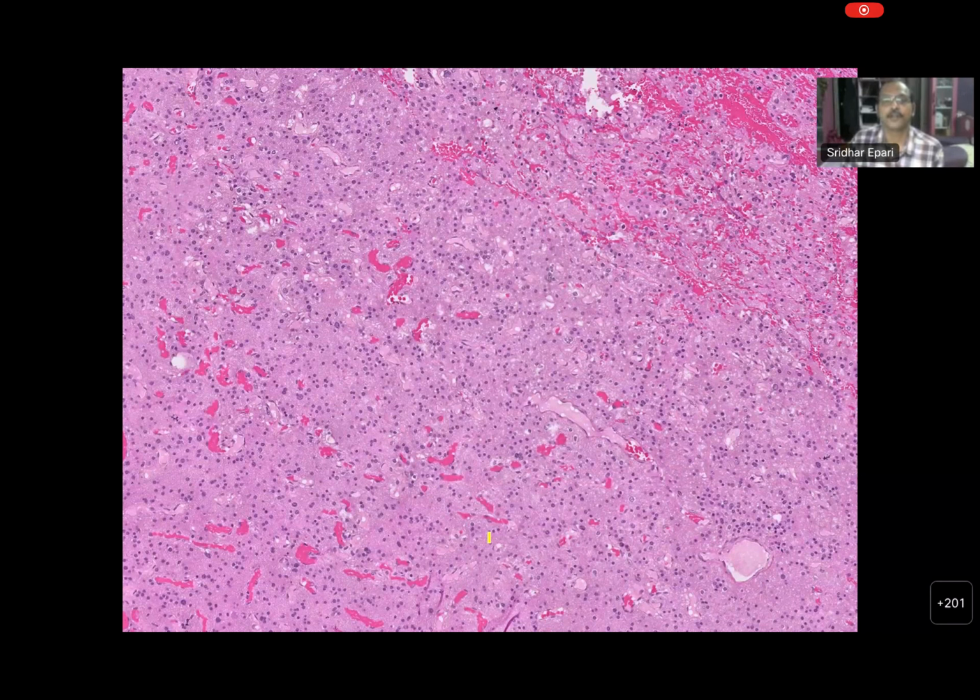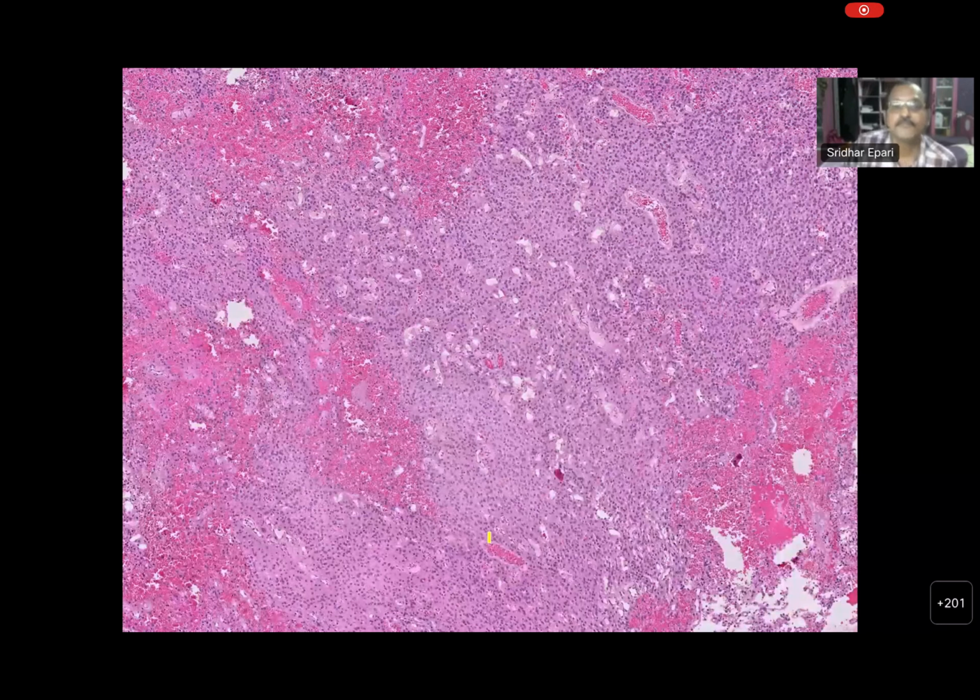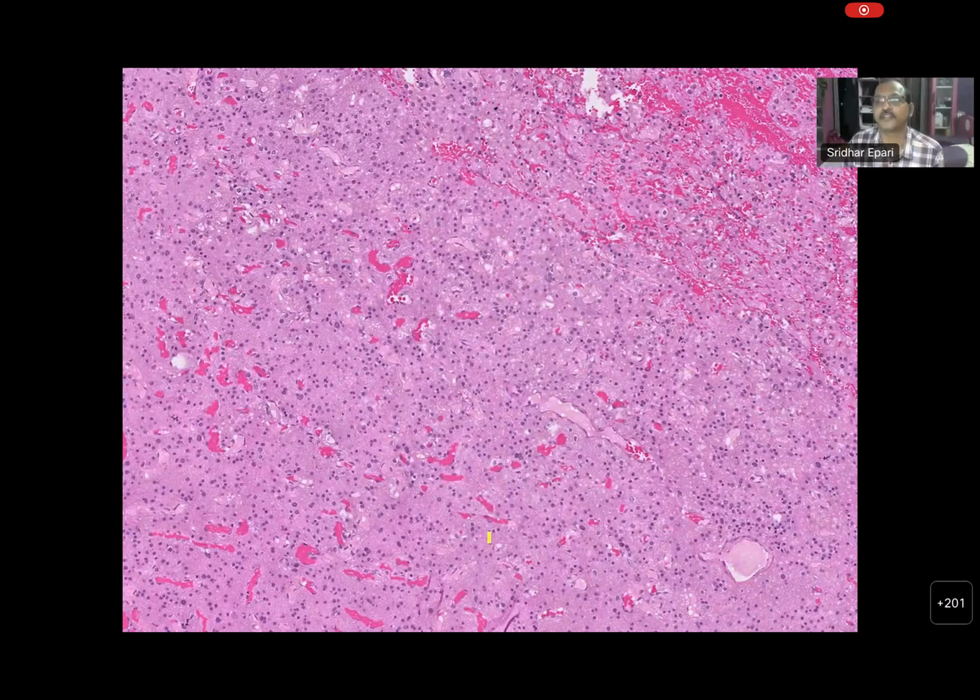So how will you rate the cellularity here? There is increased cellularity. When compared to here, you can see the cellularity is increased. So there is heterogeneity in the degree of cellularity. Right? So what does it tell you now here?